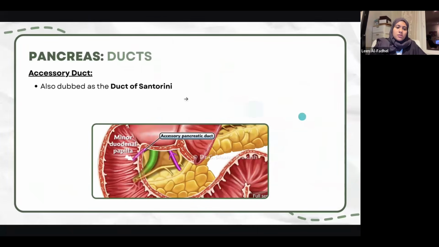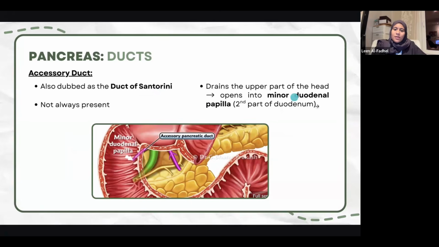And that's it. For the second duct, we call it the accessory duct. Now, the accessory duct is also dubbed as the duct of Santorini. So they can get you on the exam, either accessory duct or duct of Santorini. And fun fact, it's not always present. It's okay if you don't have it, but it's also okay if you do have it.